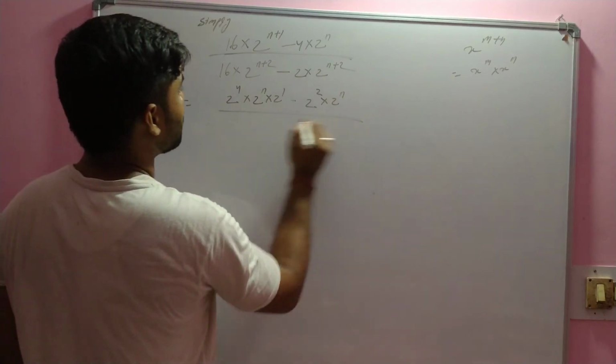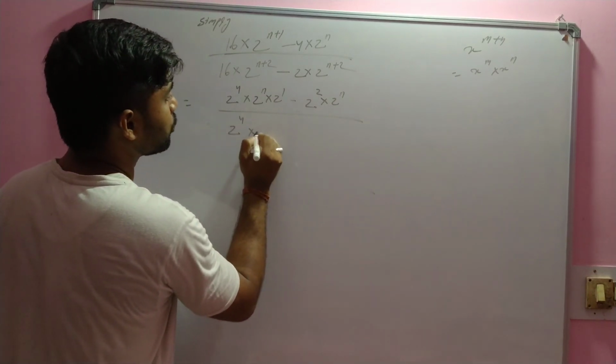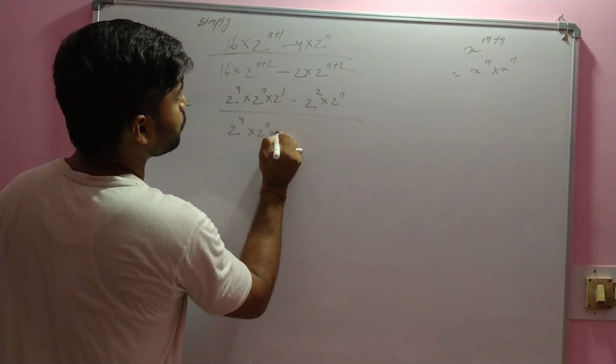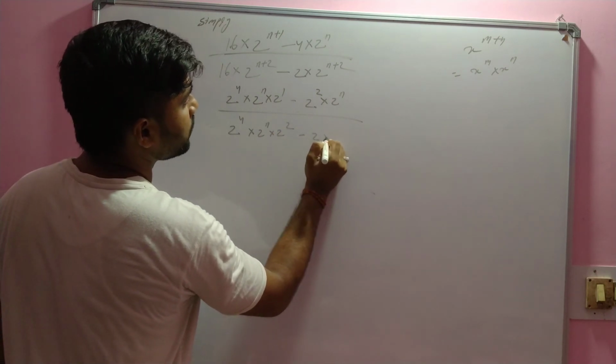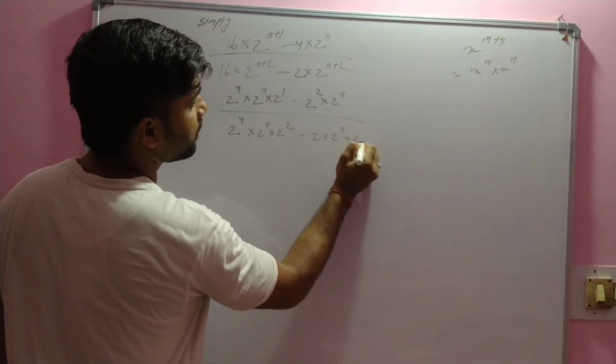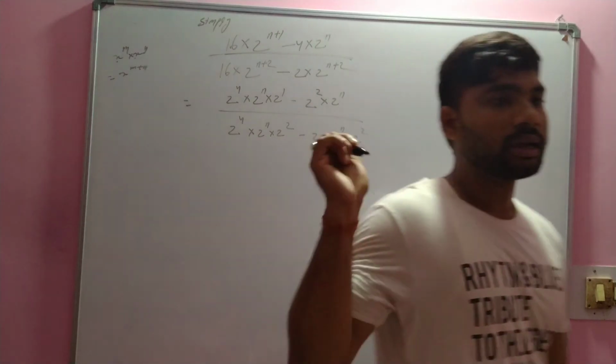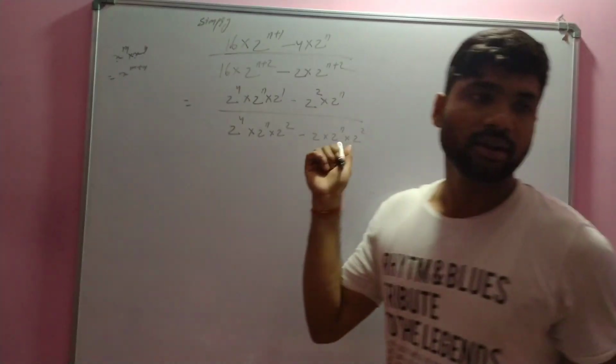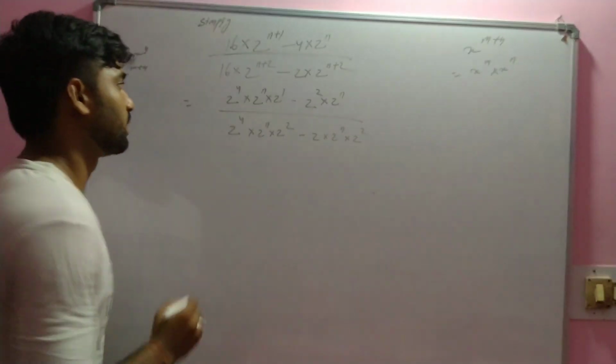Next, it will be 2 to the power 4 into 2 to the power n into 2 to the power 2 minus 2 into 2 to the power n into 2 to the power 2. Any doubt? Do you have any doubt in this line? No, sir. Very good.